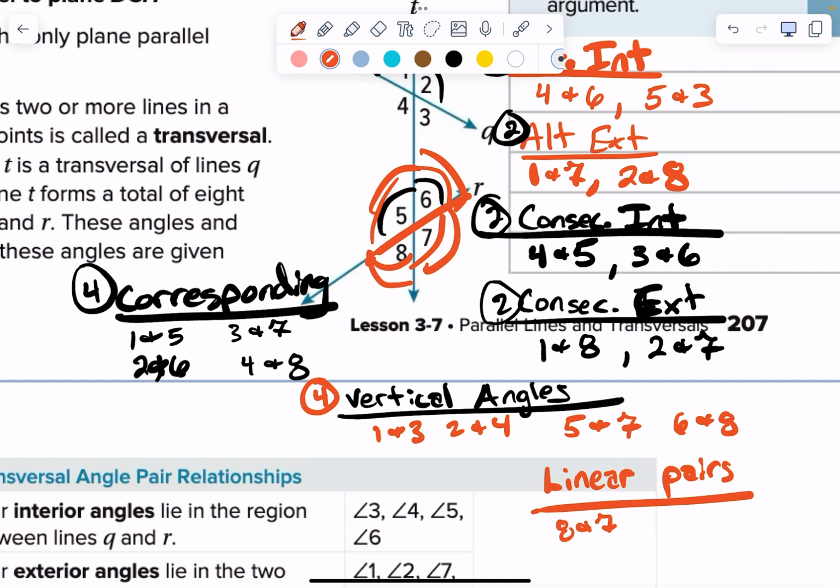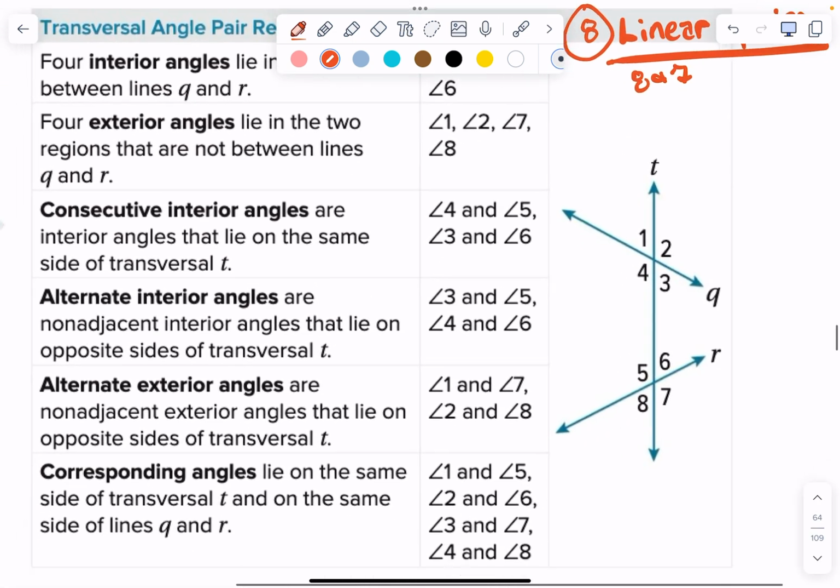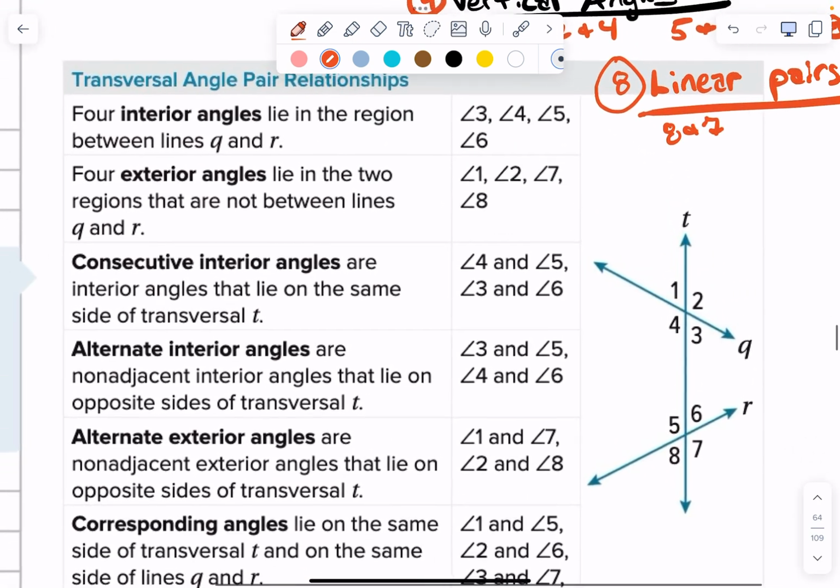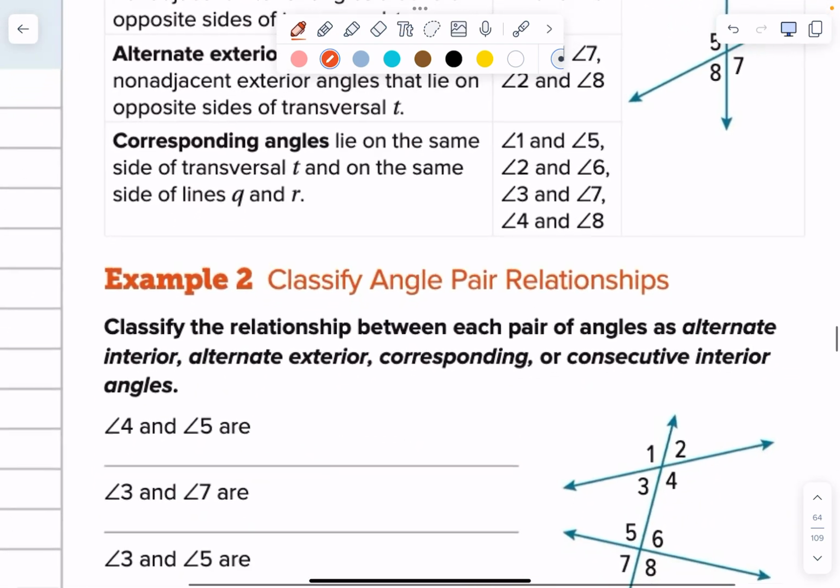So how many total pairs of linear pairs are there? 8 total pairs, right? Okay, do you see how this works? All right, did I miss anything? Interior angles, exterior angles, all the things. All right, here we go.